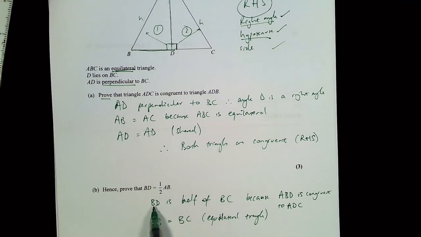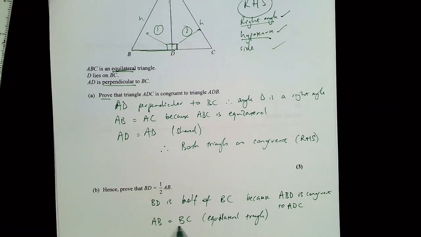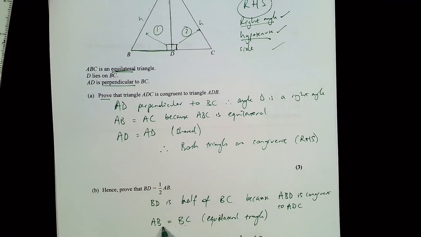By that logic, if BD is half of BC, it's also going to be half of AB, because BC is the same as AB. So therefore, BD is half of BC, which means it's also half of AB. Okay, because BC is the same as AB. So if it's half of that, it's got to be half of that as well.